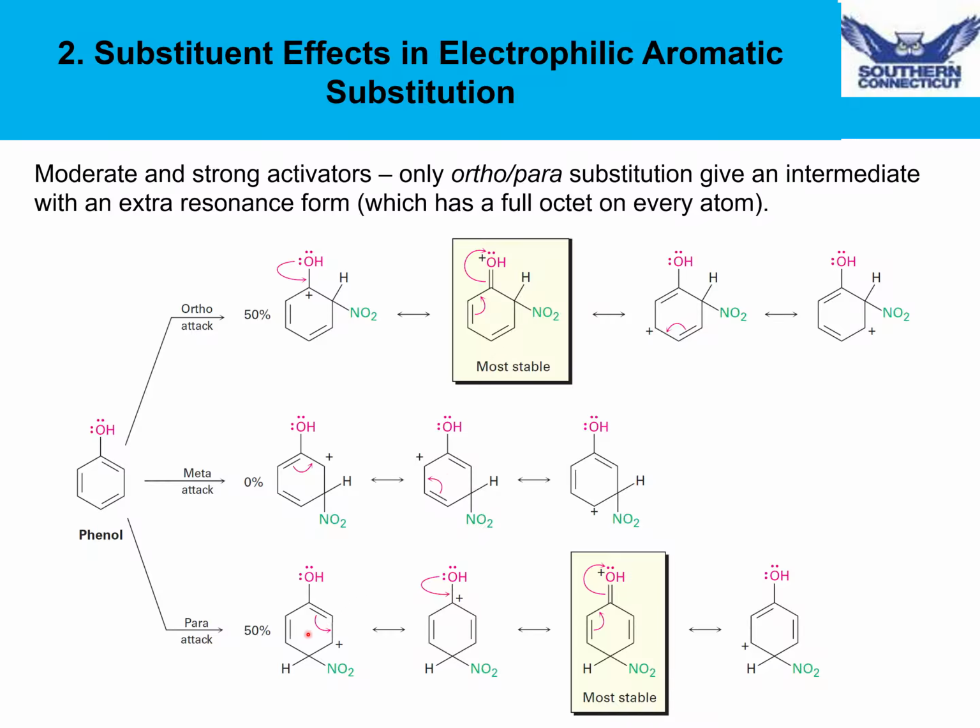We see the same thing with para substitution. We have 4 resonance structures. Generally, when we have more resonance structures, that pathway would be more likely to occur. Also, one of the resonance structures has a full octet on every atom that is part of the molecule, and so this is a highly stable resonance structure.